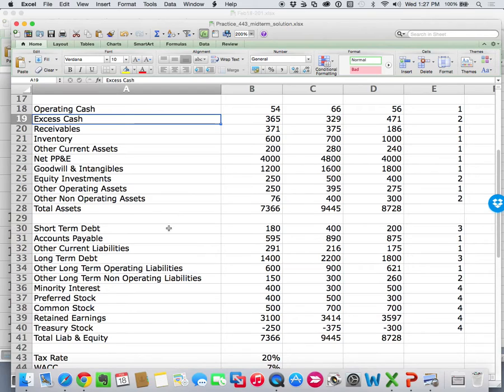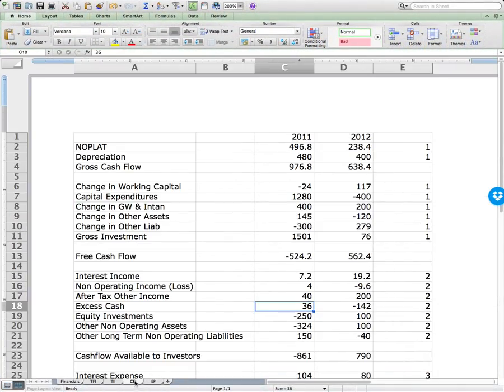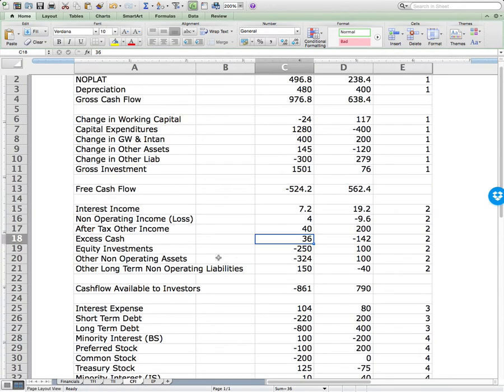Now, for your homework assignment in the midterm, I'm going to tell you what the operating cash is. I'm going to tell you what the excess cash is. You won't have to calculate it. It'll be listed just like it is on the spreadsheet, right? But here's the point. How does operating cash and excess cash actually affect free cash flow? Right? Because that's something that's going to be on your homework assignment. So let's go back to the CFI statement here. This is the one from the practice midterm.